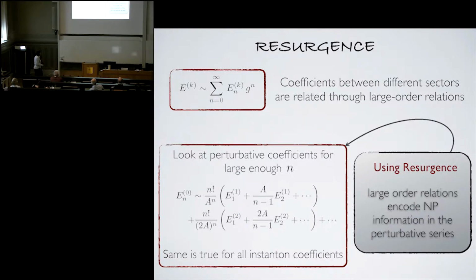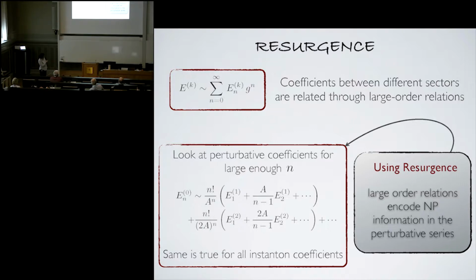And there comes about the word resurgence, which is basically, so these are all the sectors of the instantons, the different instantons, 0 being the perturbative series, and the coefficients of all the different sectors are related. Somehow, one sector encodes the information about the other sectors. In particular, this is done via large order relations.